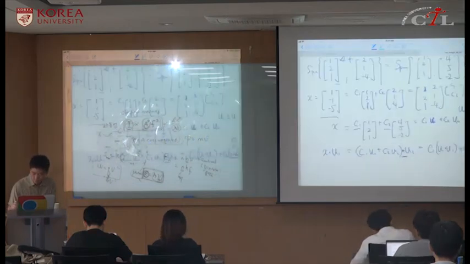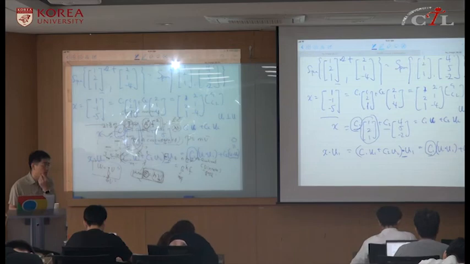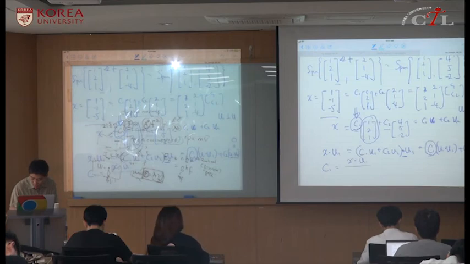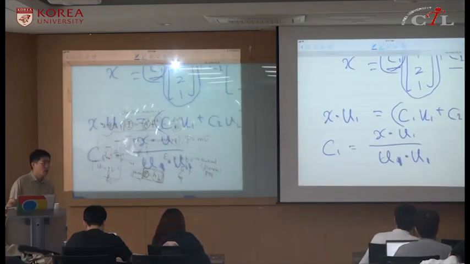Okay, and then what about C1? C1 is the coefficient with respect to the first orthogonal basis vector, right? Obtaining this C1 is just represented as x dot U1 divided by U1 dot U1, right? That means it doesn't involve U2 at all, right?